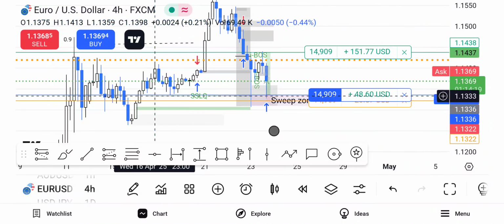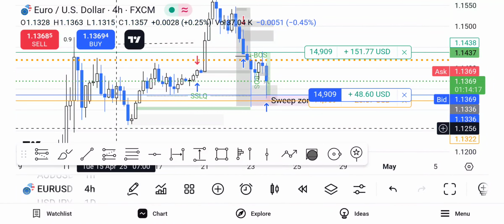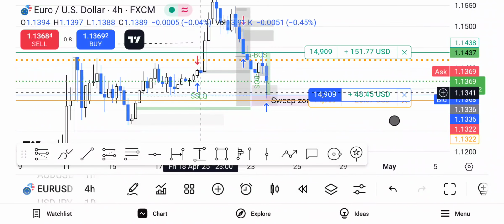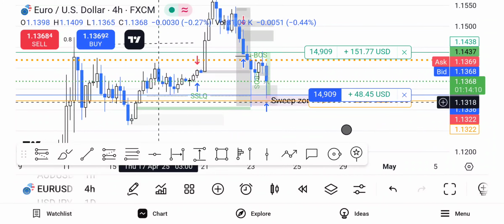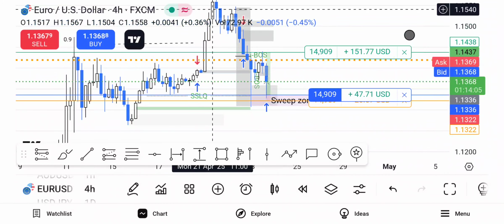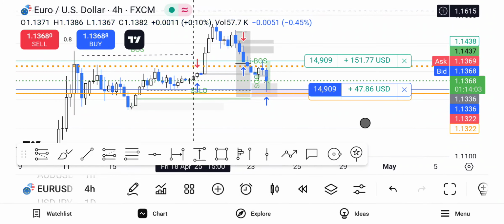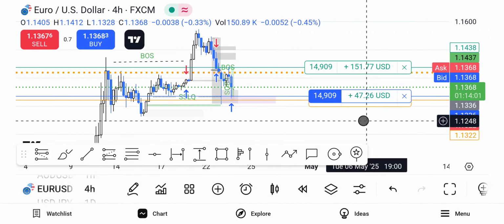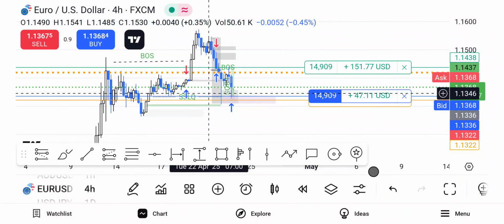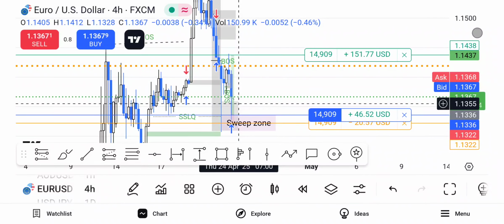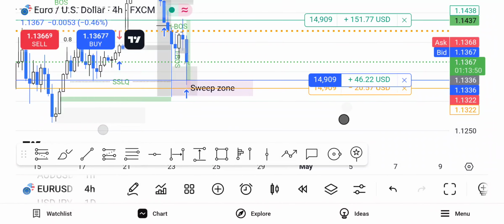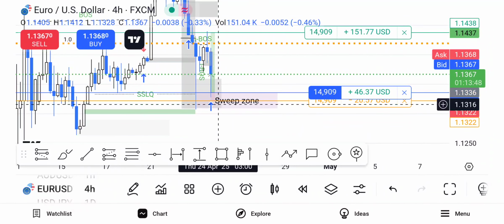Here you can see that liquidity has been formed after the breakup structure. Here we have available sell side liquidity, and this move made a breakup structure to the upside. So the market pulls back to this level to sweep this liquidity, forming a sweep zone right around here, the pink zone that I drew on the chart. So this is my sweep zone.